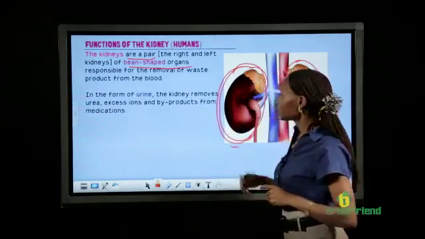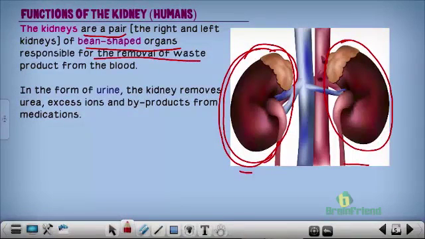That's the kidney. It is responsible for removing waste products from the blood. How does it do this? It does this in the form of urine. Urine is what it finally excretes from the body.